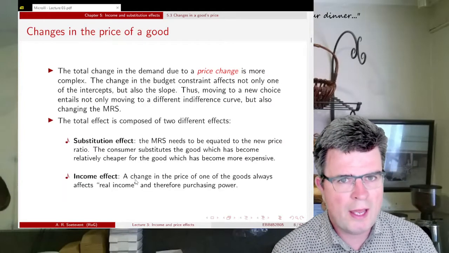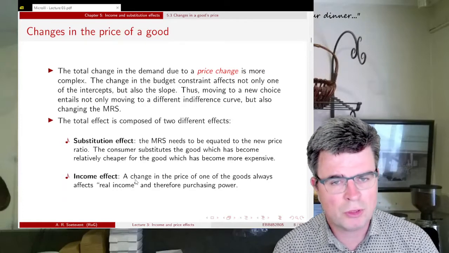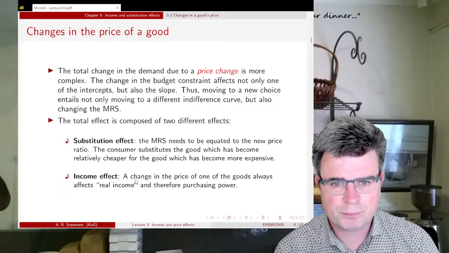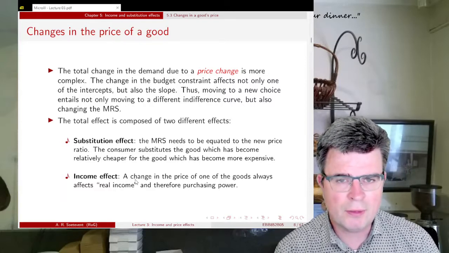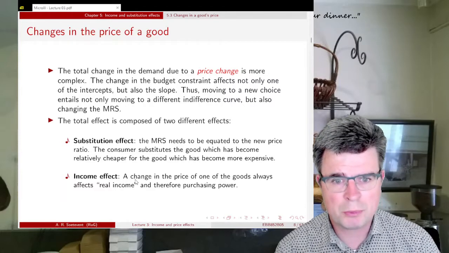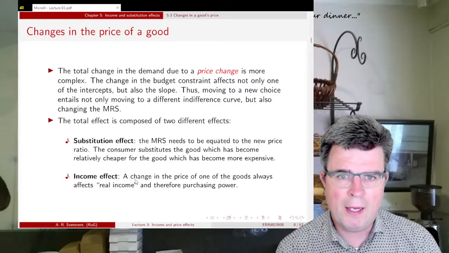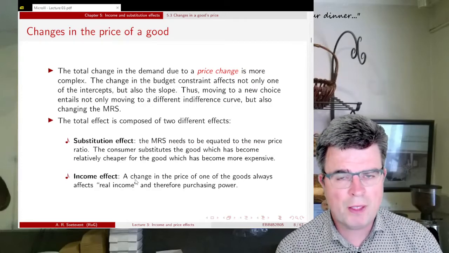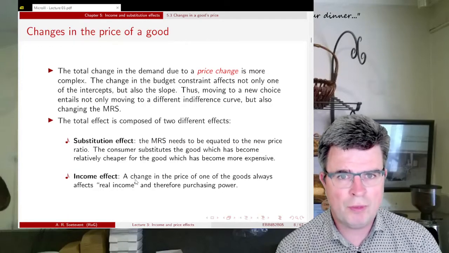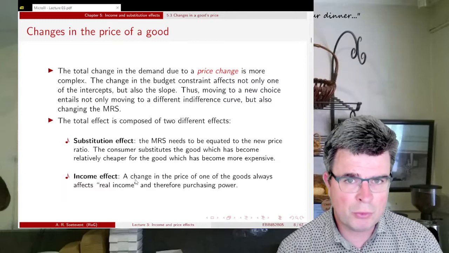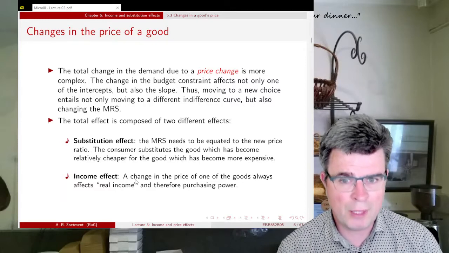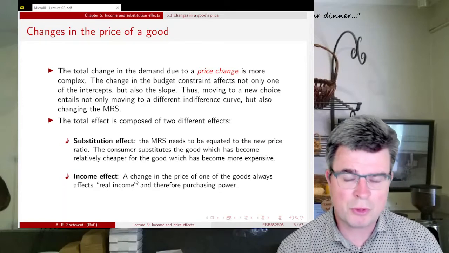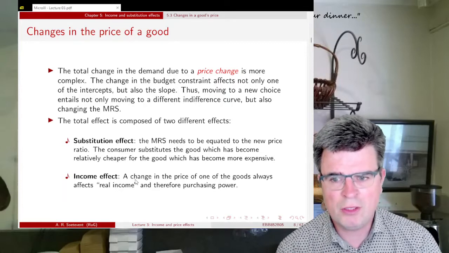And this total impact of a price change is composed of two different effects. The first one is called the substitution effect. It means that we need to equate the marginal rate of substitution to the new price ratio. In practice, it means that we remain on the same indifference curve, but we adjust the marginal rate of substitution, and the consumer will substitute away from the good that has become relatively more expensive, and towards the good that has become relatively cheaper.